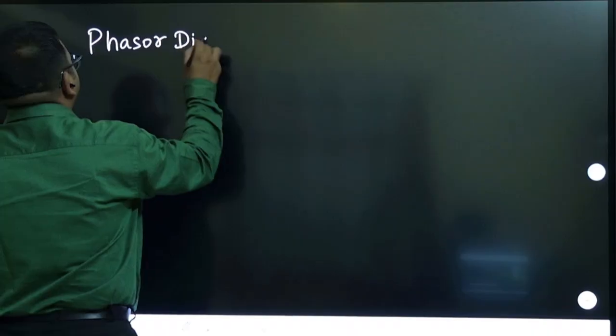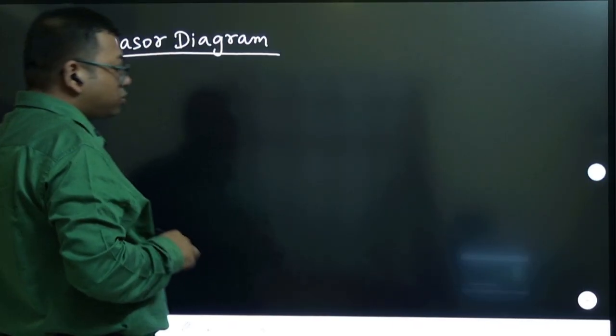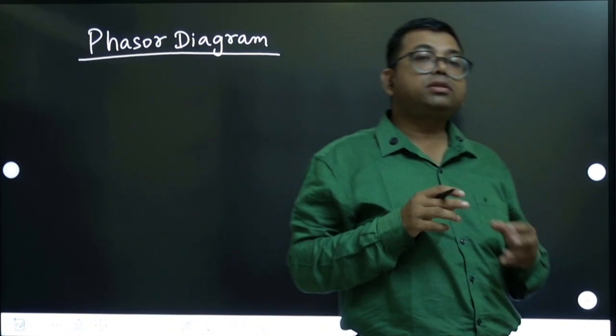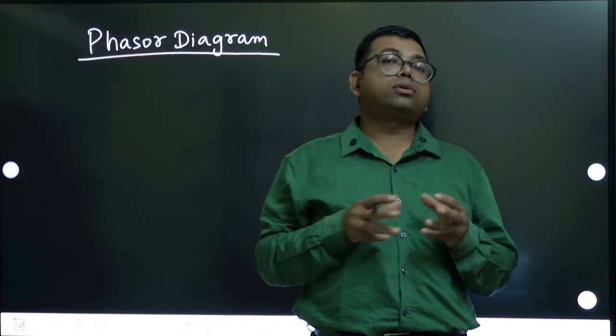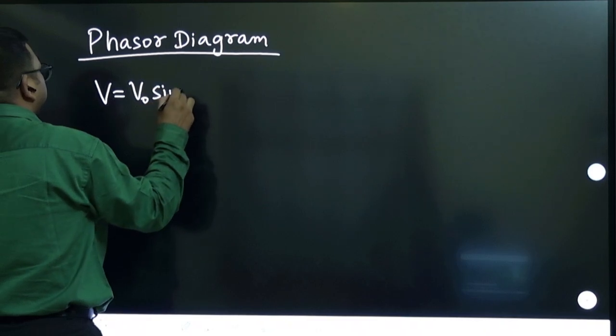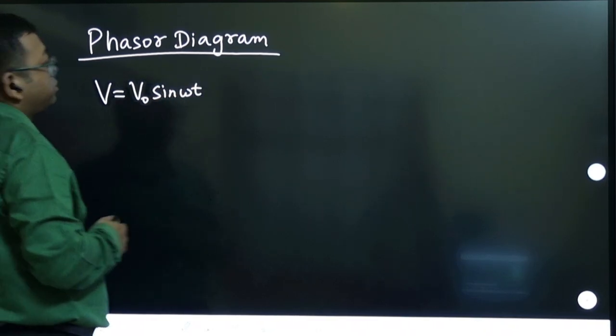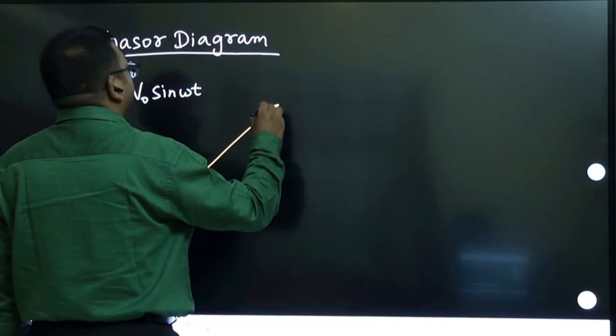Let's start with the phasor diagram. So what is a phasor diagram? A phasor diagram is used to represent sinusoidal functions. Like we know V equal to V naught sine omega t. This is a sinusoidal function. So it can be represented by a vector like this, V naught.